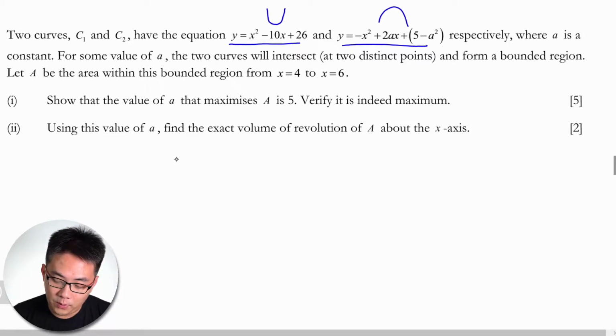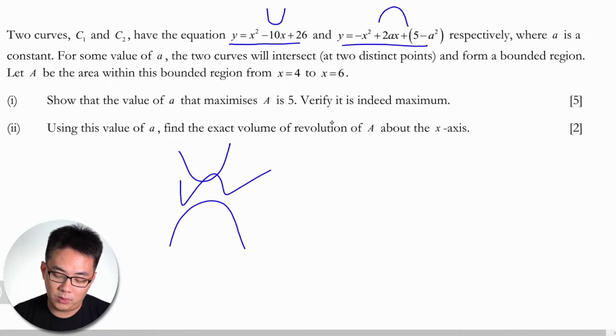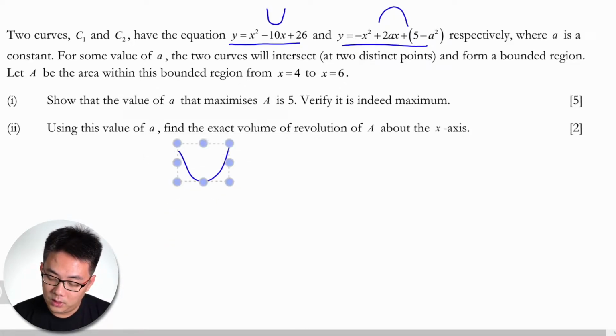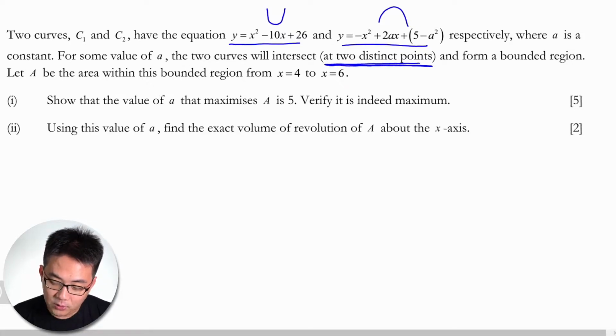What we want is for them to intersect so that they would have area between them. If they do not intersect as such, then you don't have area between them. It's going to be very difficult. So the two curves will intersect at two distinct points. You want them to intersect at two distinct points. To intersect at two distinct points, it will look something like that.